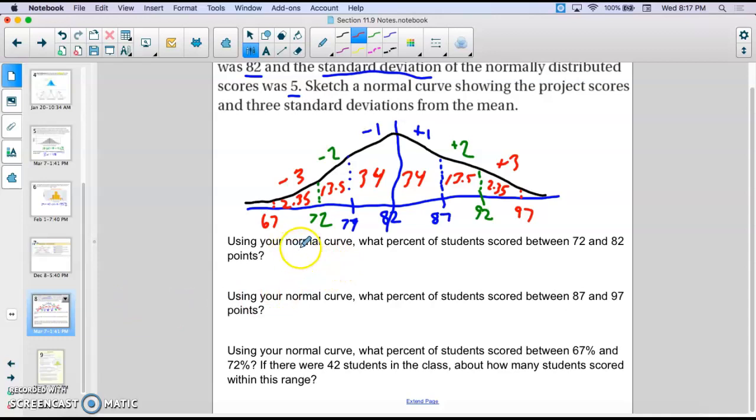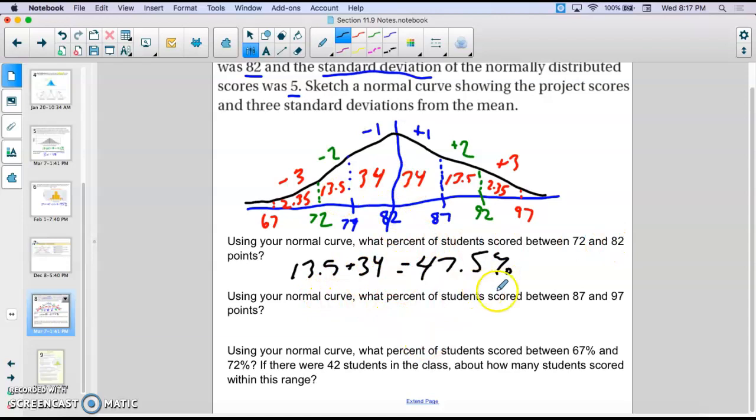Using your normal curve, what percent of students scored between 72 and 82 points? Well, between 72 and 82, what we're going to do is 13.5 plus 34. And so we know that 47.5% of students scored between a 72 and an 82.